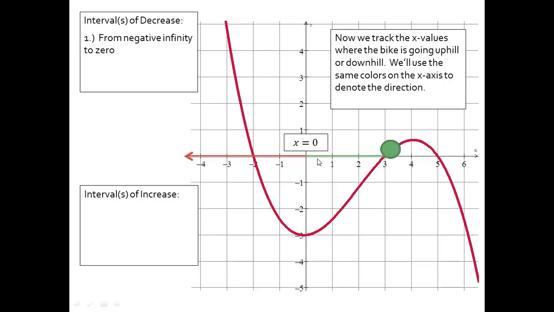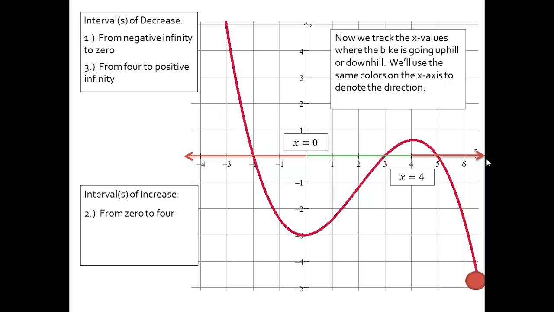Now we see it marking along the x-axis here, and it looks like it stops at x equals 4. So from 0 to 4, he's going uphill. So that's an interval of increase. And then at 4, he starts going down again. And as far as we know, he's just going to keep on going all the way down to positive infinity, which seems a little weird to say going down to positive infinity, but we're only looking along the x-axis. So from 4 to positive infinity.